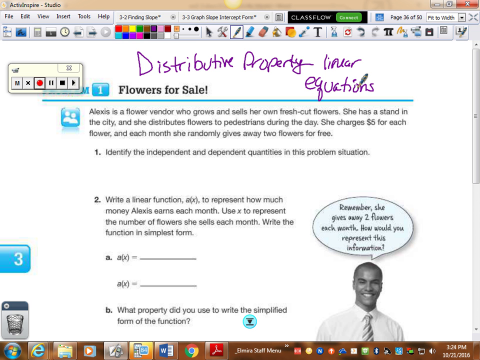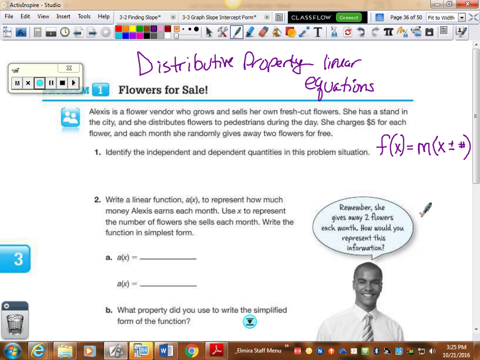Okay. So the basic format of what we're going to write is f of x, I'll write it off to the side here, f of x equals our rate of change, our m, but instead of just regular x, it's going to be x plus or minus a number, and that number is not a y-intercept. It sounds like one, but it's not. Okay? Alright, let's read about Alexis.